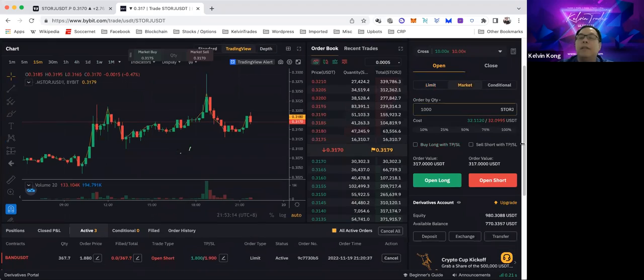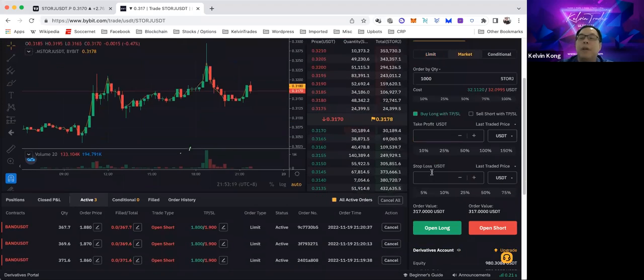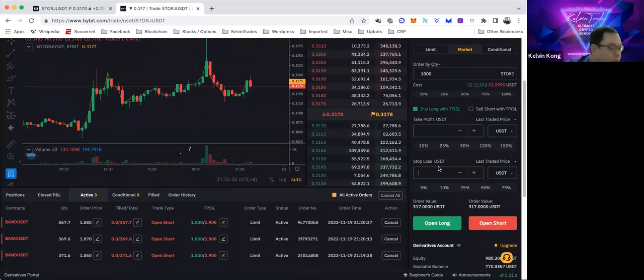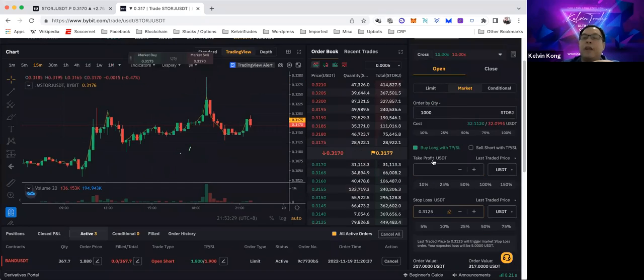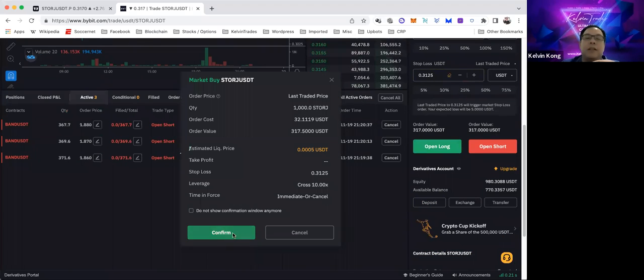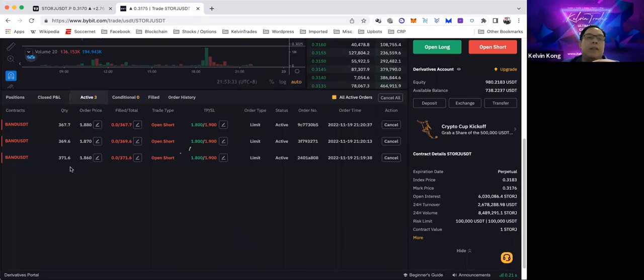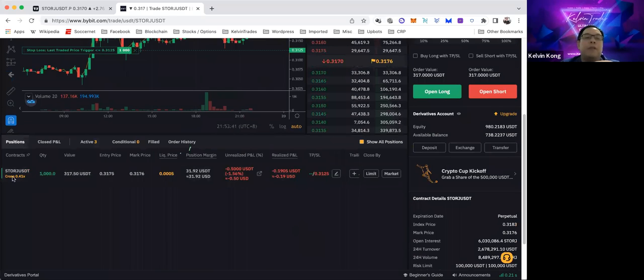Stop loss 0. Okay, don't set take profit first. Just have your stop loss and your entry and market, and then just click. Okay, market order. So your order will be in.